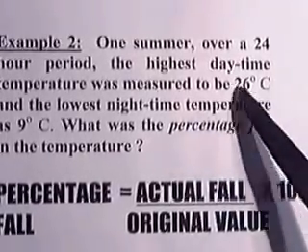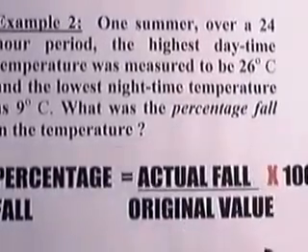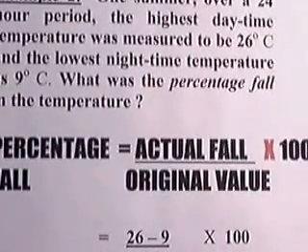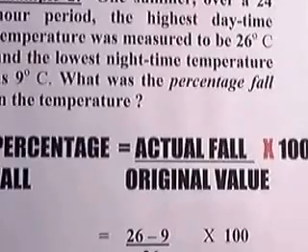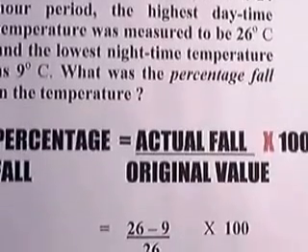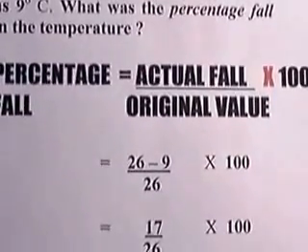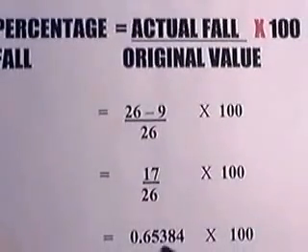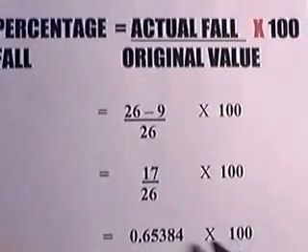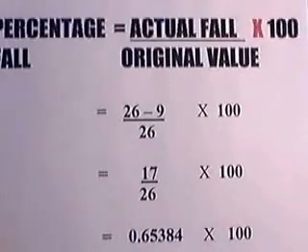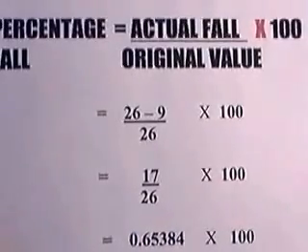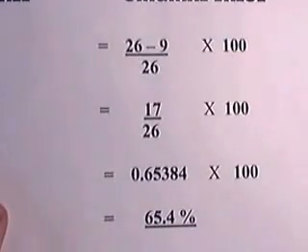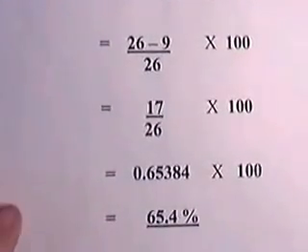So what was the actual fall? Well, it fell from 26 to 9, so we've got to take that away, over the original value. Well, the original value was 26. Okay, that becomes 17 over 26. Find the decimal for that on the calculator. There it is. All of it's times 100. Move the decimal point 2 places that way. Answer: 65.4%. So the temperature fell by 65.4%.